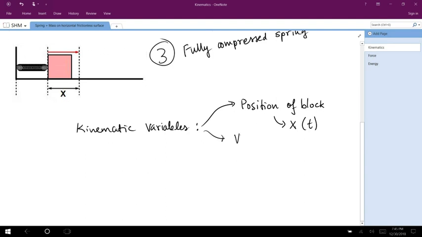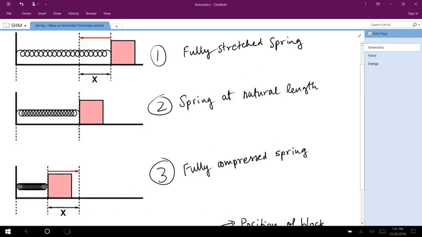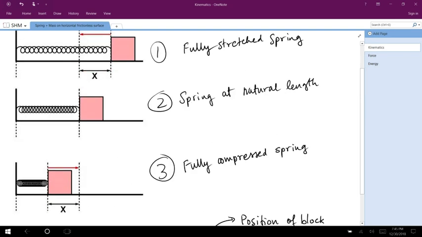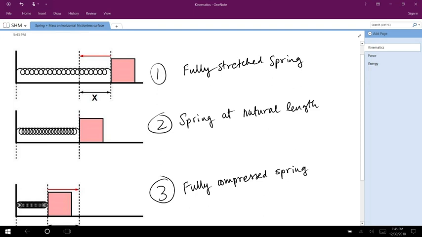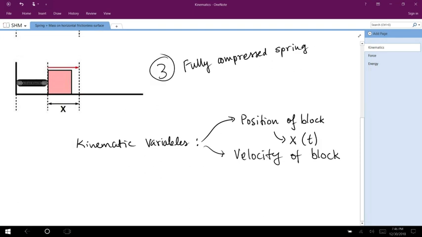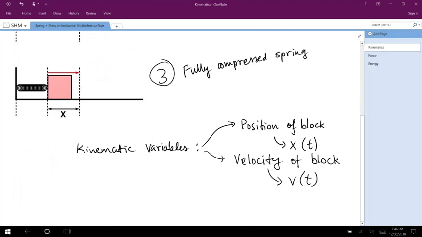The second kinematic variable that we can talk about is the velocity of the block. If you think about it, the block is moving. At position number 1, the block is probably not moving. At position number 3, the block is probably not moving. But anywhere in between, the block is moving. So this velocity of the block is also a function of time, and it's changing with time.